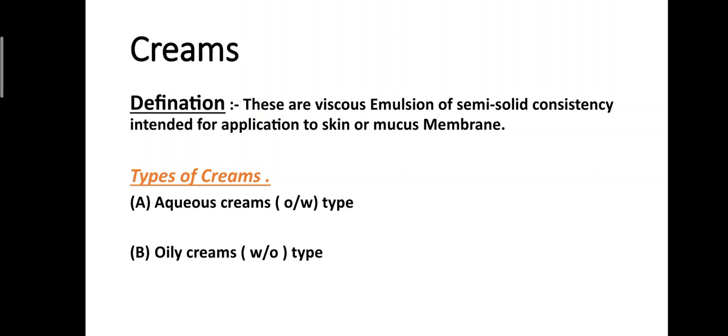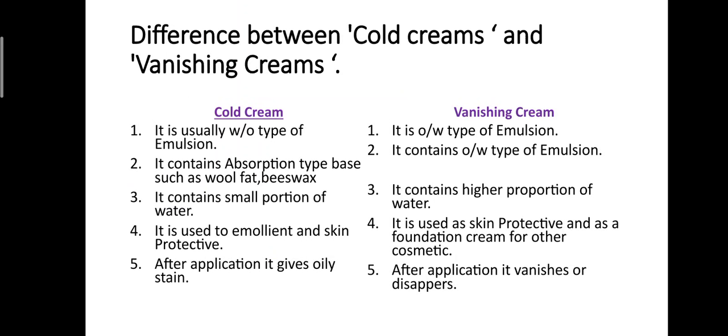First, creams. A definition of creams. Creams are viscous emulsions of semi-solid consistency intended for application to the skin or mucous membrane. Types of creams: there are two types. Aqueous creams, that means oil in water type, and second, oily creams, that means water in oil type. These are the same as the emulsions.